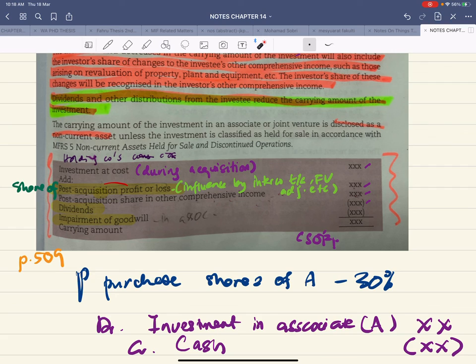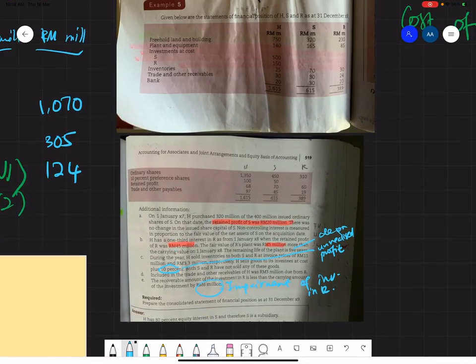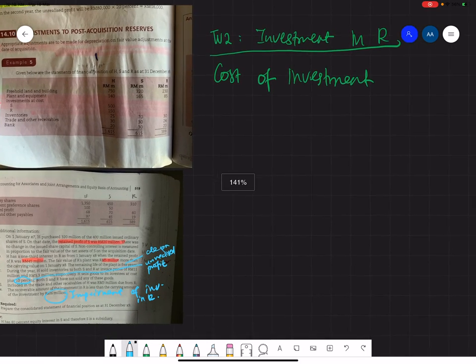Then intercompany transaction will influence profit and loss. Depreciation also influences profit and loss. So that is why there are such adjustments. Okay, so you understand?